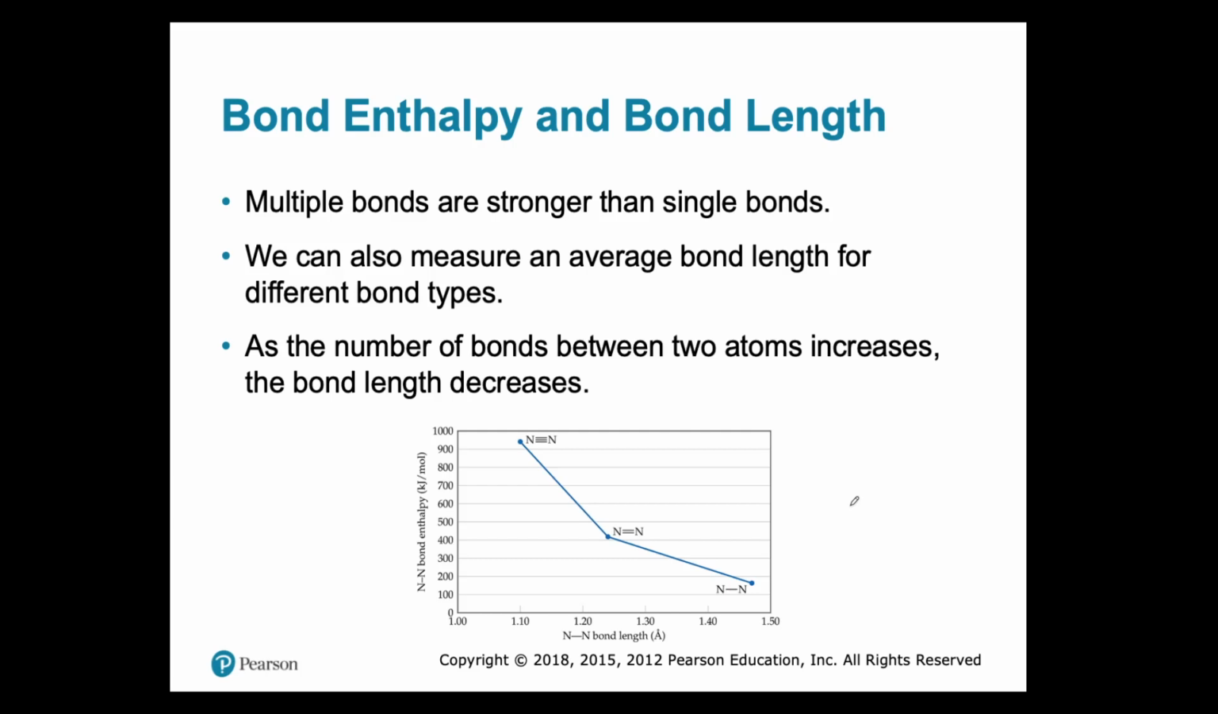So here is a little graph that shows you the length between nitrogen and nitrogen, like nitrogen gas, right? Over here, we have nitrogen with a single bond, and its length is over here by like 1.5 angstroms. But when you get nitrogen with a double bond, it's between 1.2 and 1.3 angstroms. But with a triple bond, it's almost at 1 angstrom, okay?